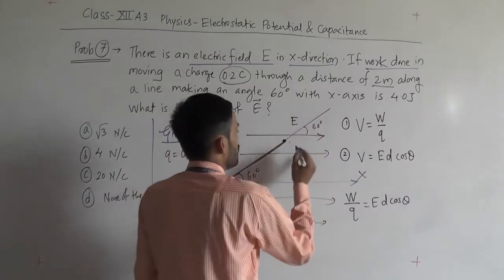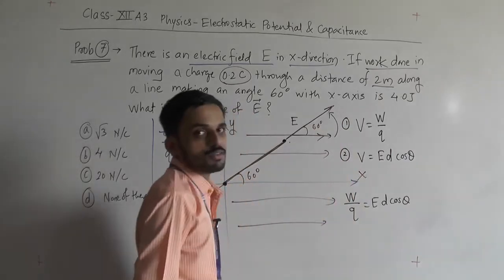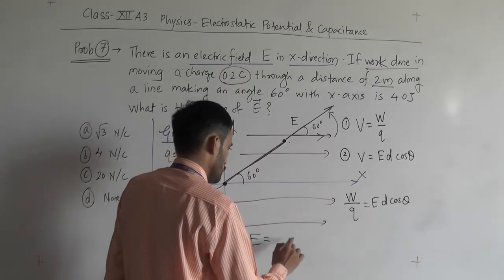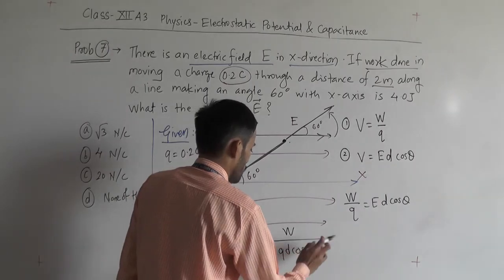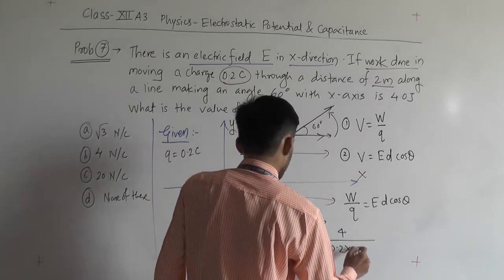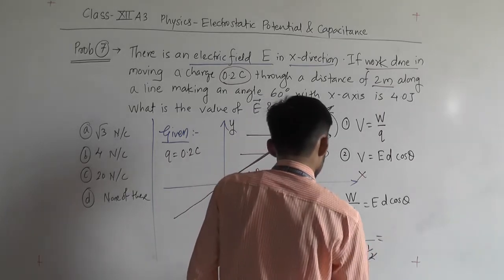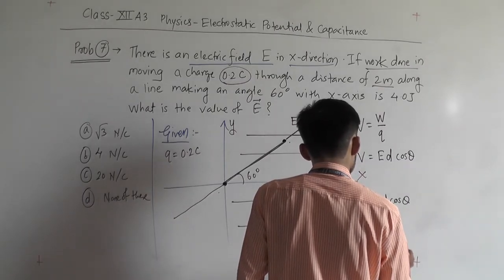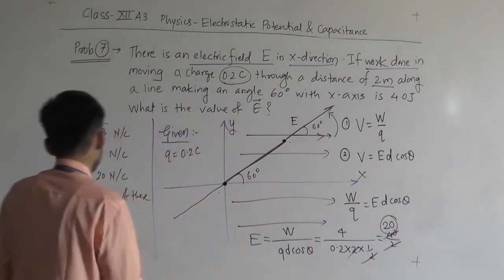तो मैंने क्या किया, E का cos कंपोनेंट निकाल दिया उसकी डायरेक्शन में, तो इलेक्ट्रिक फील्ड मिल गया. तो अब ये W upon Q, तो E कितना मिलेगा अपन को? E will be W upon QD cos theta. W is 4, Q 0.2, D कितना है 2, cos 60 is 1 by 2, 2 will get cancel. So 0.4 upon 0.2, 40 by 2. So 20. So answer will be 20 Newton per coulomb.